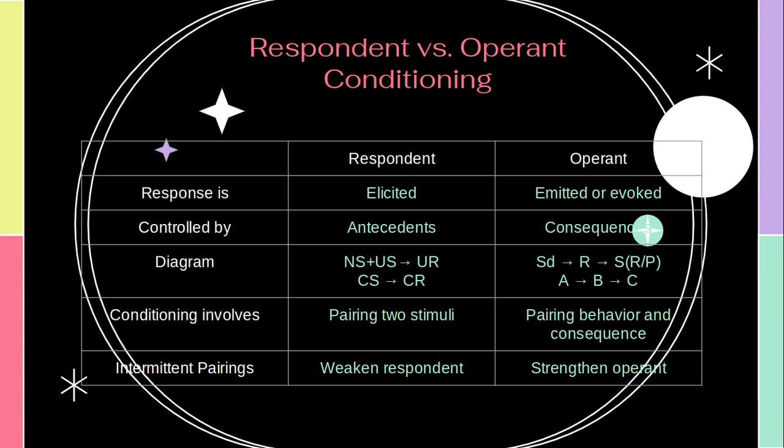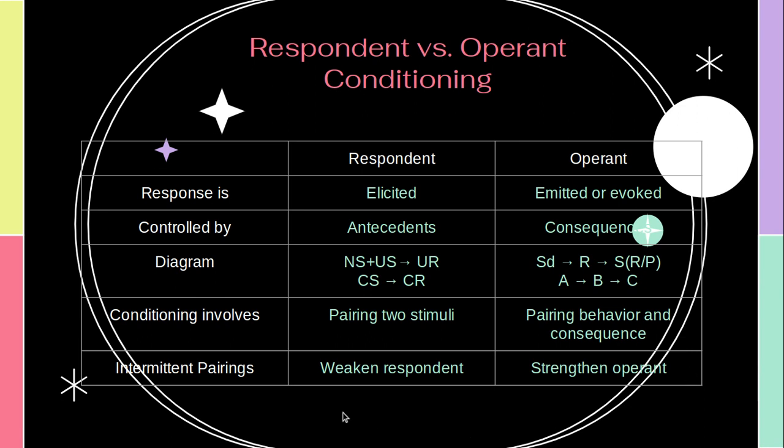The diagram used for respondent conditioning, as you saw before, looks something like this. And then the diagram for operant conditioning is going to look like the discriminative stimulus, which leads to the response, which leads to the stimulus of either reinforcement or punishment. It can also look like the ABC contingency that we've used before. In respondent conditioning, conditioning involves pairing two stimuli. On the other hand, operant conditioning occurs with the pairing of behavior and consequence.